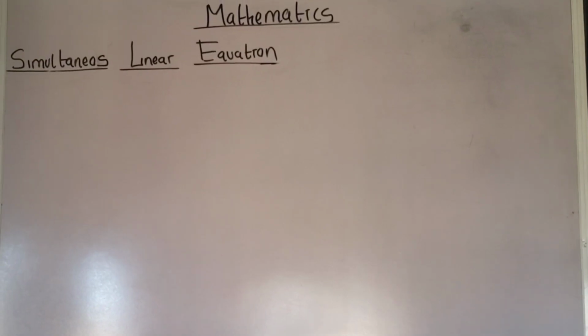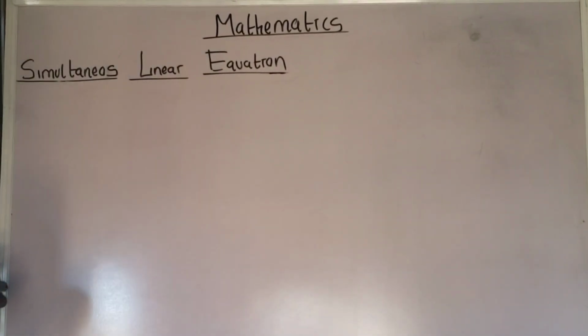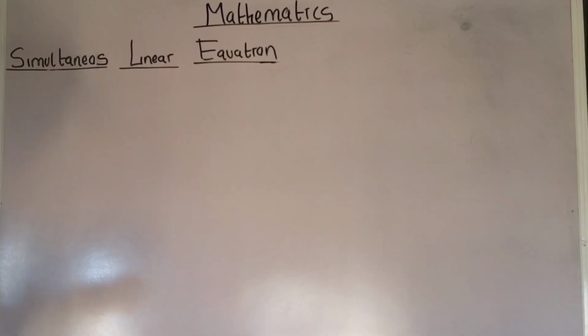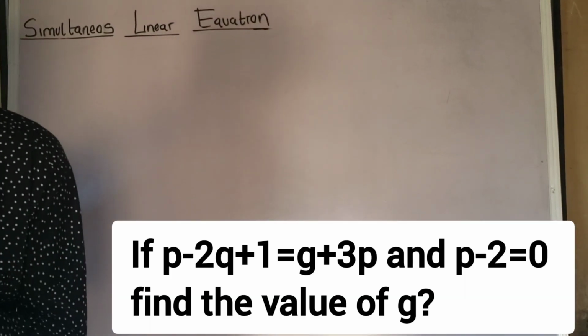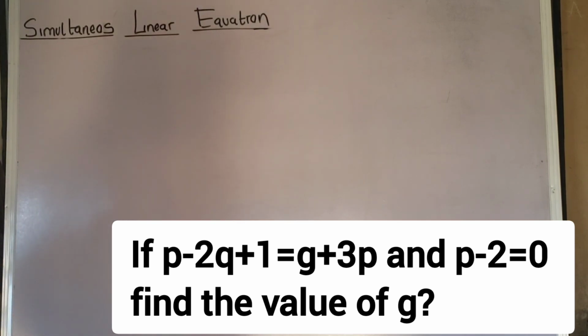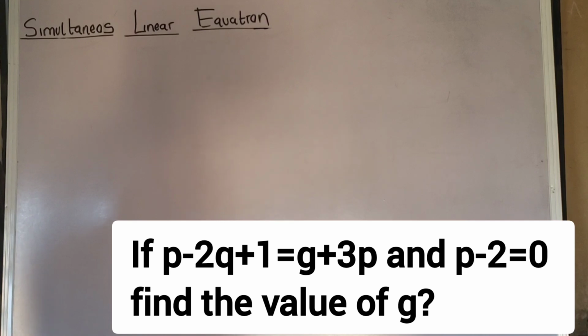In today's class, we are going to go over simultaneous linear equations involving special cases. Okay, let's start with the first question. If p minus 2g plus 1 is equal to g plus 3p, and p minus 2 is equal to 0, find the value of g.